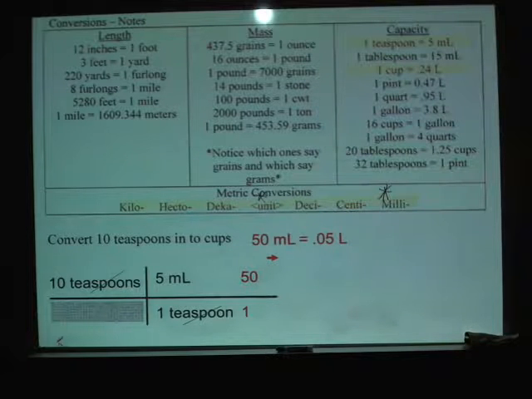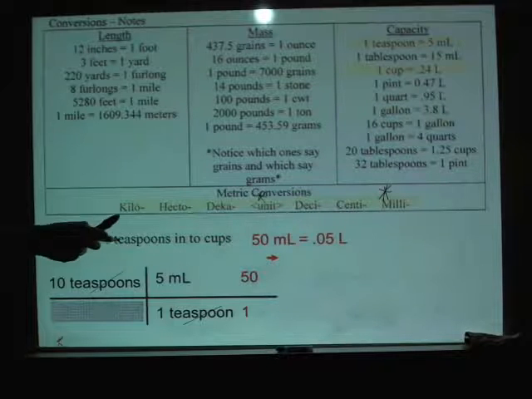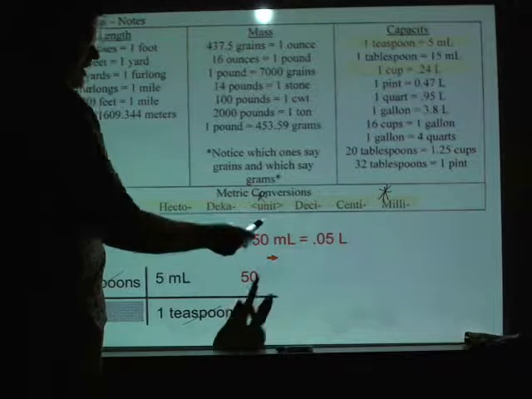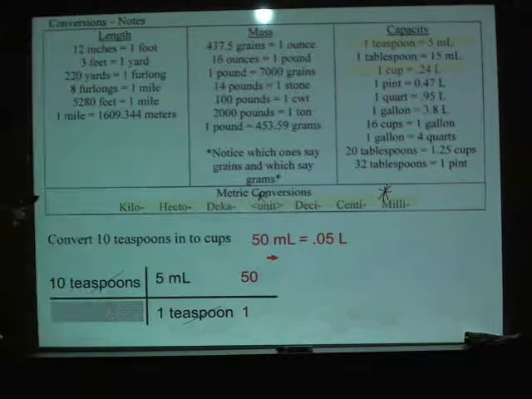So that's exactly what I'm going to do with my decimal. I'm going to make 3 jumps to the left on the chart with my decimal as well here. So when I do that, I'm going to go 1, 2, 3 to the left. And as you can see, they've done that and changed that into 0.05 liters. So now I've got 0.05 liters. Now I'm going to use that other conversion to get me into cups. The fact 0.24 liters is a cup.